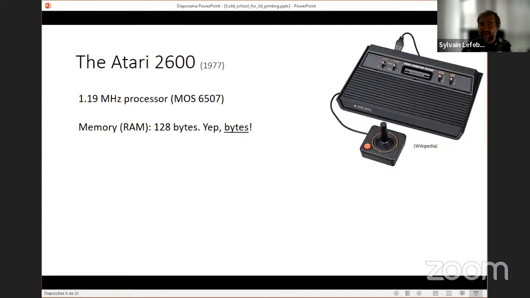And I'm not making a mistake here. That's 128 8-bit numbers. I'm talking only about the RAM, the writable memory, because the ROM was in the cartridge, and of course, these were several kilobytes.